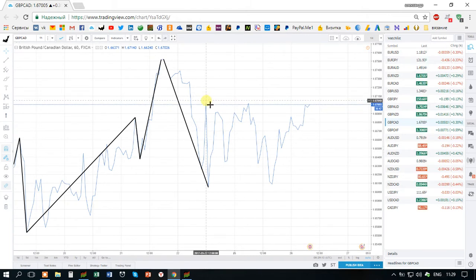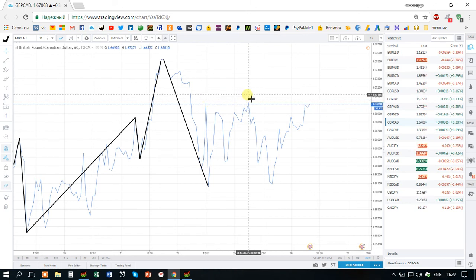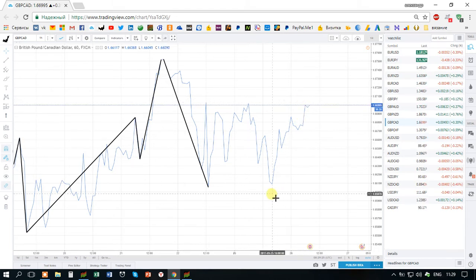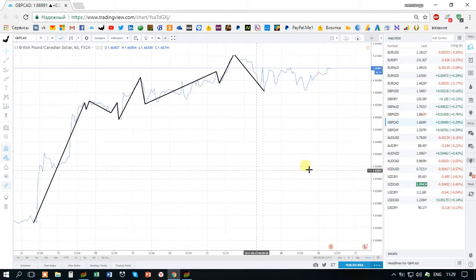I am interested in this high. It says 67,026, 0.15, and this one is 999. Okay, we stay within the last movement to the downside. Nothing happened.